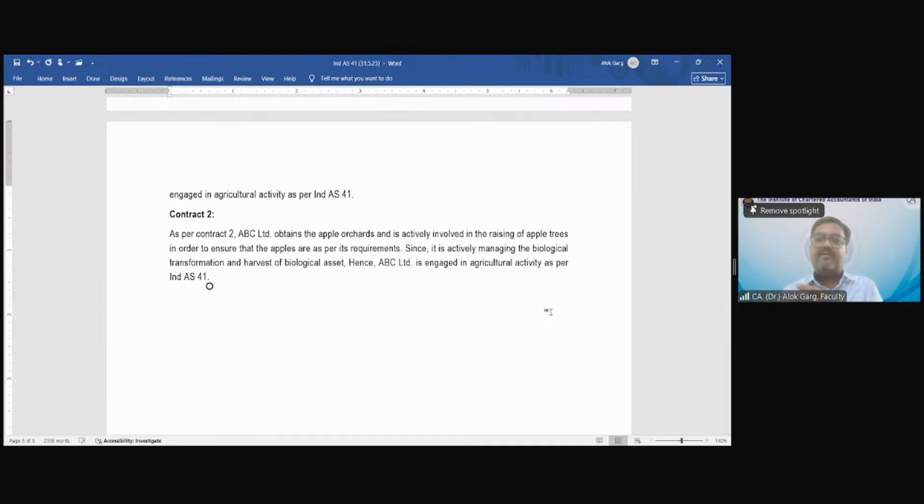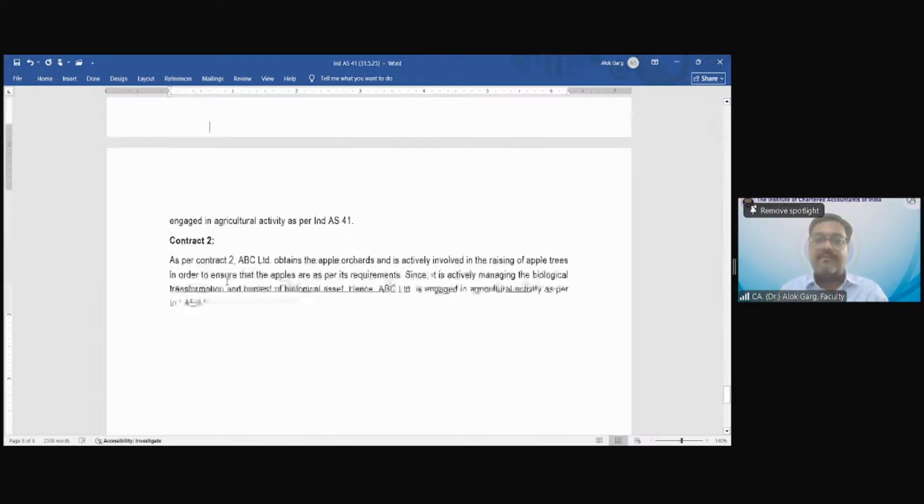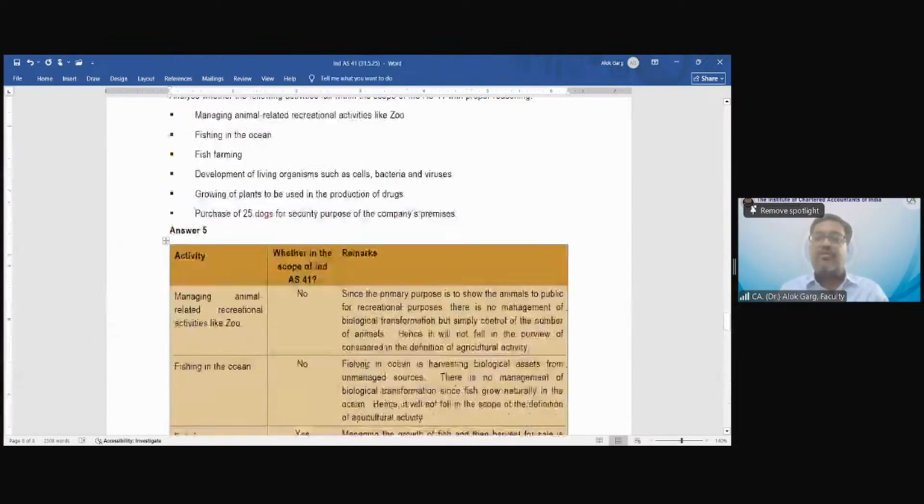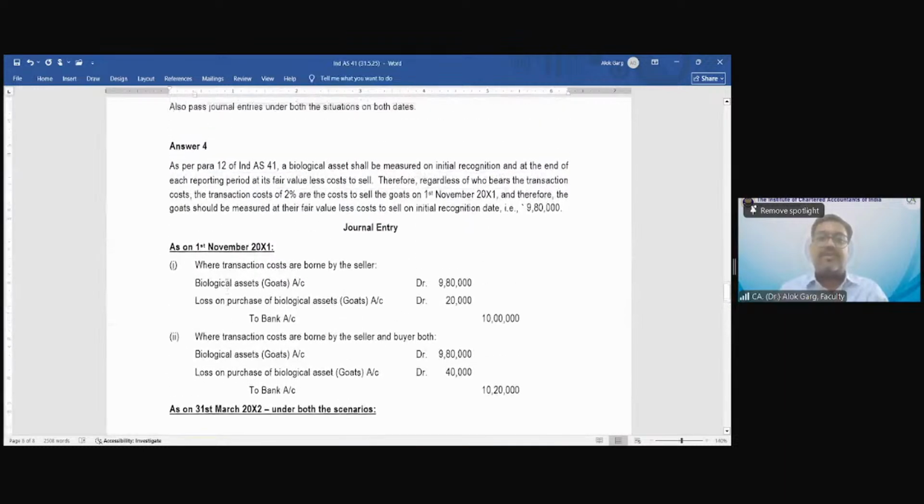Agricultural activity. Why? Because ABC Limited itself is managing all things related to agricultural activity. So ABC Limited is managing the biological transformation. He is managing the apple tree right from putting the seed to when this apple tree is able to grow the apples. So in the second case, this will become agricultural activity. Okay. So we covered question number 5, question number 6, now question number 4.